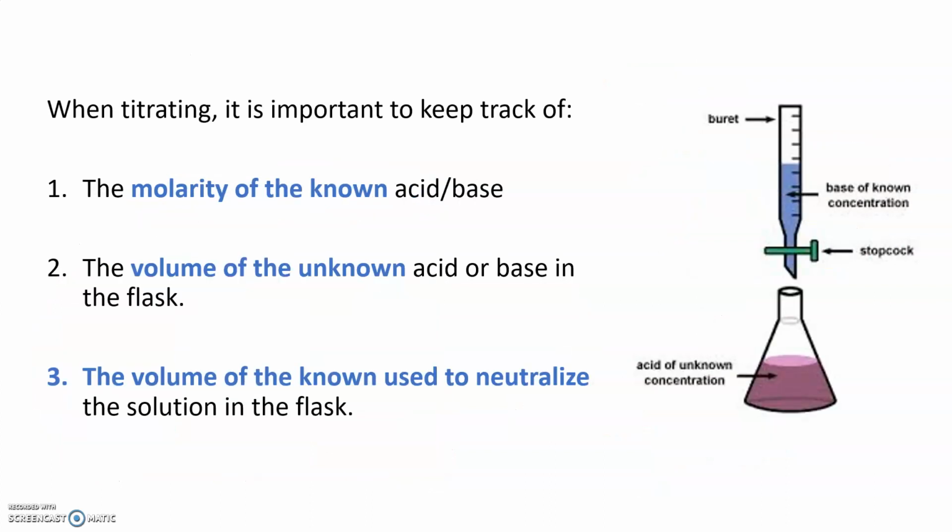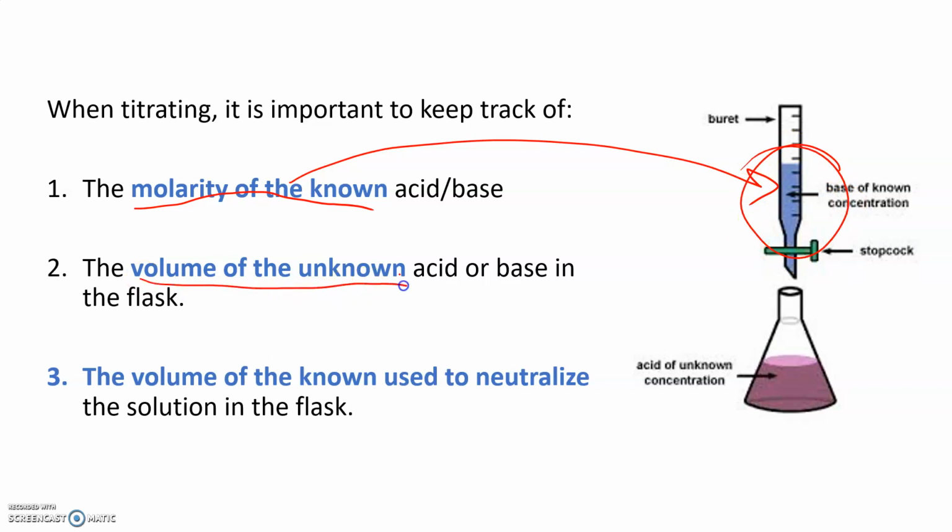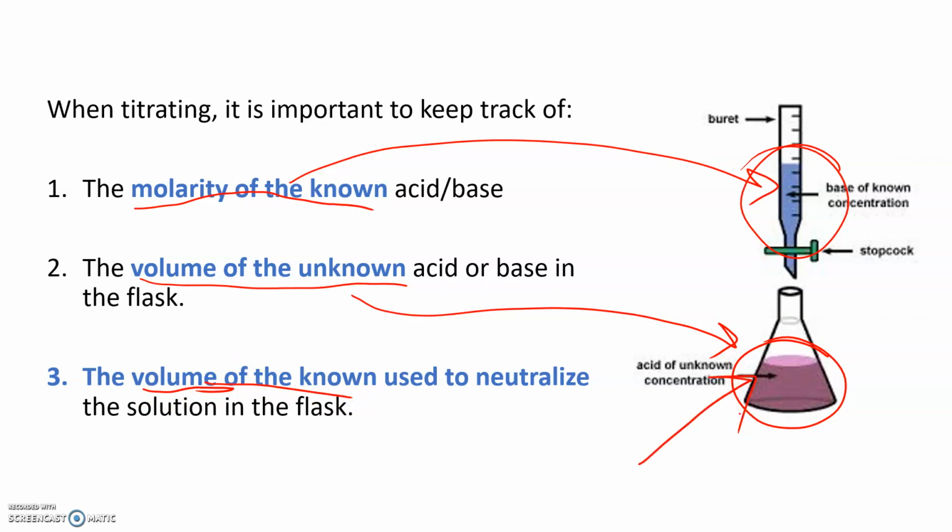Okay, so while you're doing this titration, you need to keep track of a couple of things. The molarity of the known, okay? What's the molarity or the concentration of whatever you have in the burette? The volume of the unknown. So how much liquid unknown is in this flask? Is it 10 mLs? Is it 20 mLs? That matters. And then lastly, the volume of the known used to neutralize the solution in the flask. So basically, how much of this stuff, like 10 mLs, 20 mLs, 30 mLs, how much of the known substance did you have to use to neutralize the unknown?